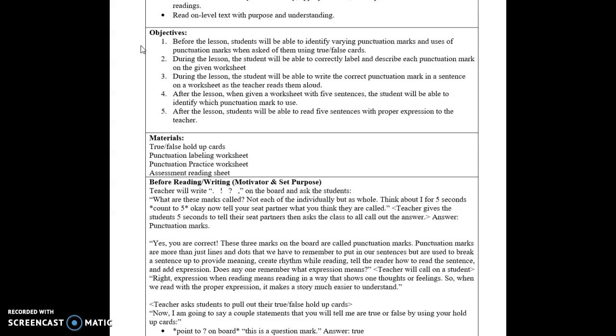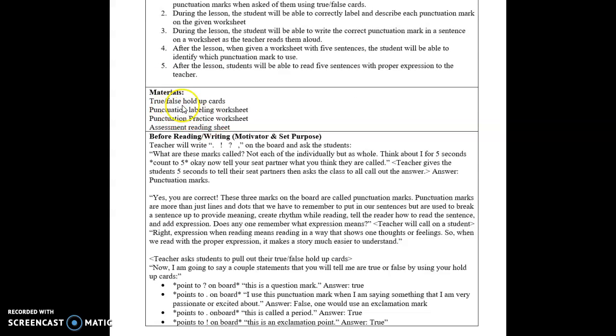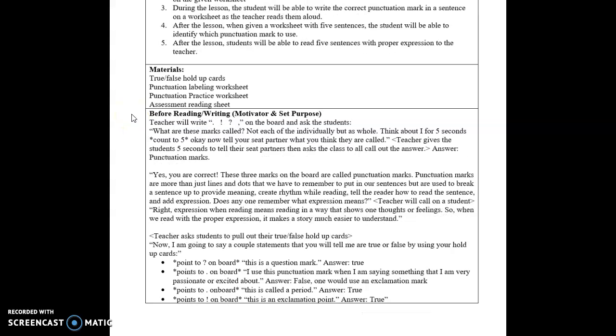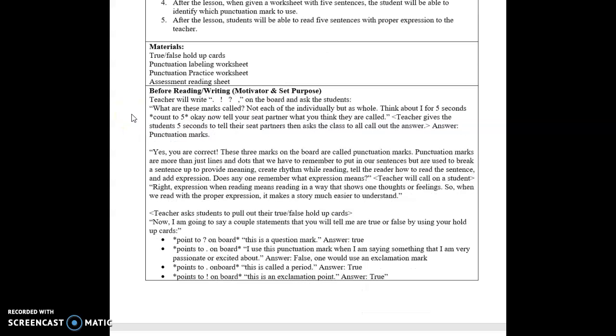After the lesson, when given a worksheet with 5 sentences, the students will be able to identify which punctuation mark to use. And after the lesson, students will be able to read 5 sentences with proper expression to the teacher. For my materials, I'm going to use true-false hold-up cards, a punctuation label worksheet, a punctuation practice worksheet, and an assessment rating sheet.